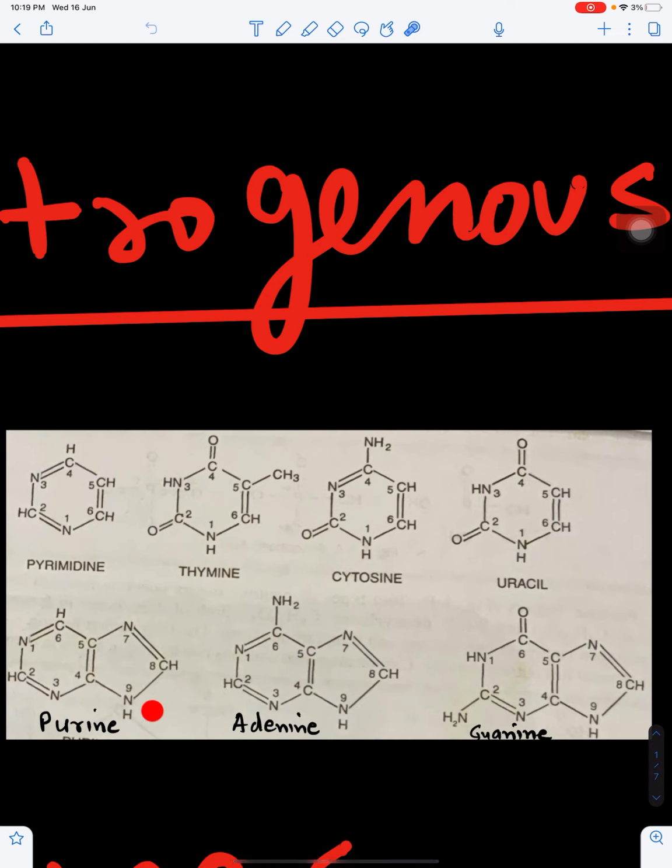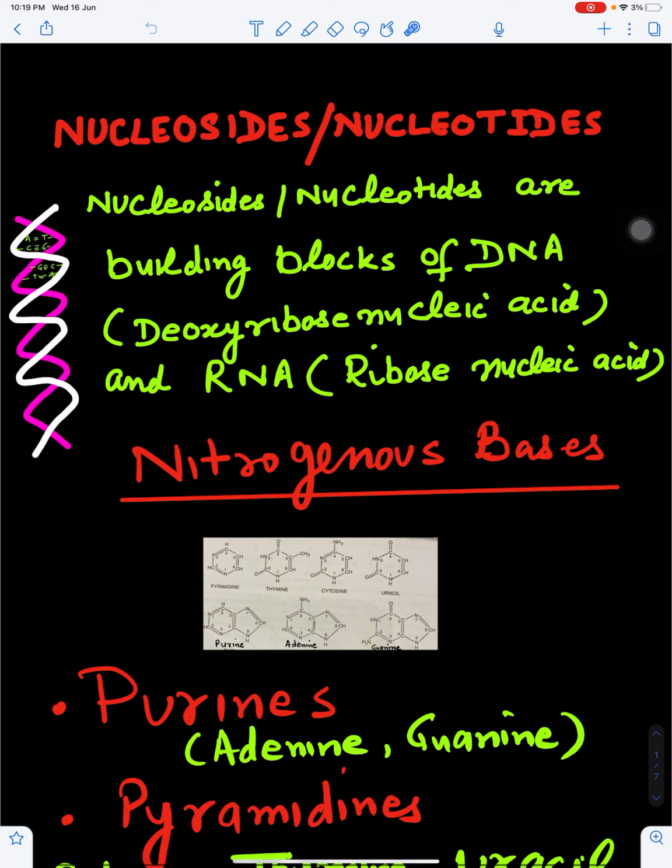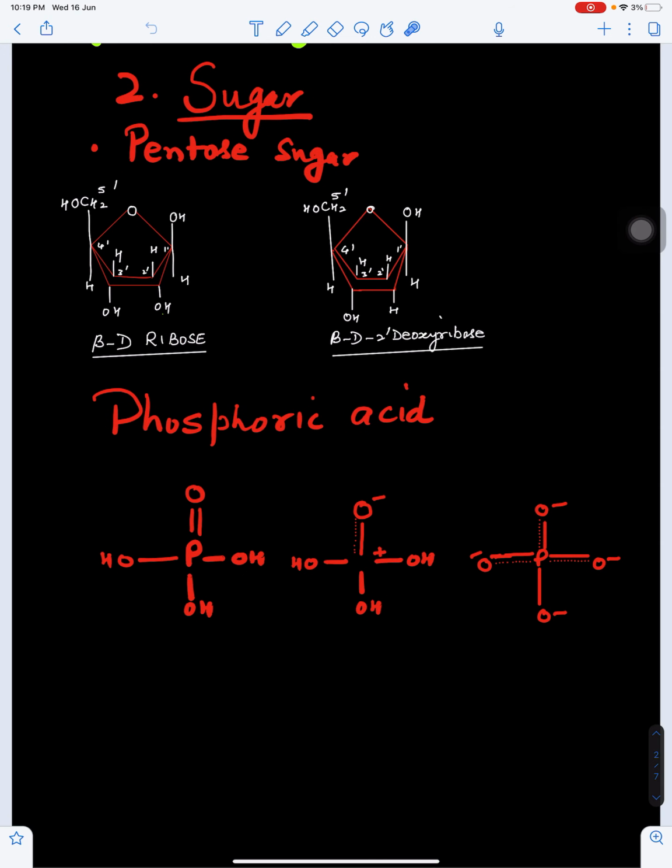Purine is a 9-membered ring. Now, this is of two types, adenine, and this is guanine. Now, second constituent is sugar. Sugar is made up of 5 carbon, so this is called as pentose sugar.